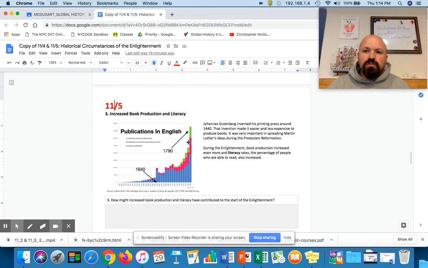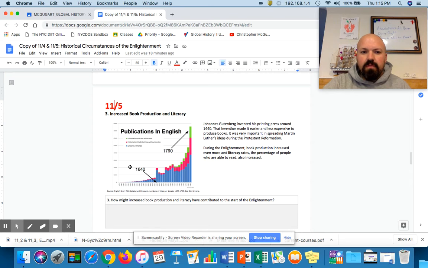And that is a huge, big thing that happens around this time. First, it's all handwritten, and it takes time, and it takes years to recreate a book or an essay or a pamphlet. Now, with the invention of the printing press, it speeds up that process incredibly. Printing a book is much quicker than handwriting a book.